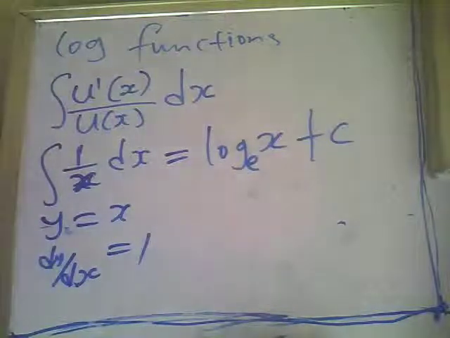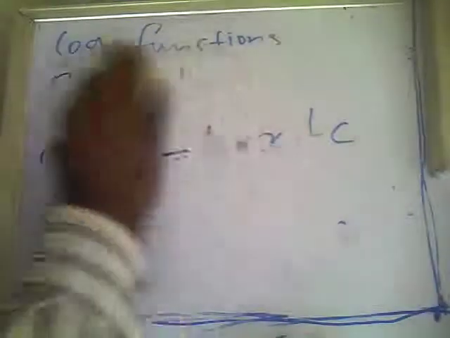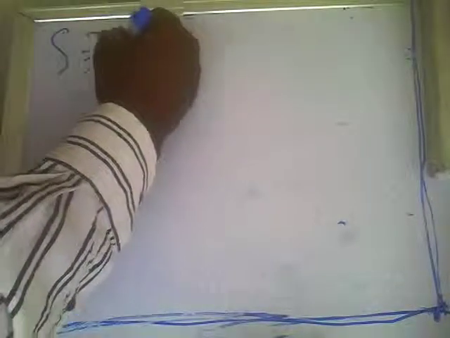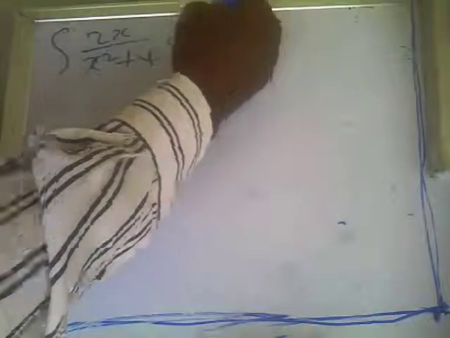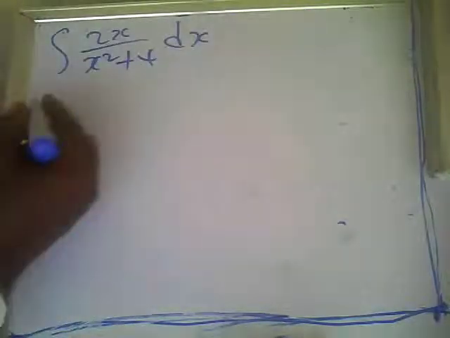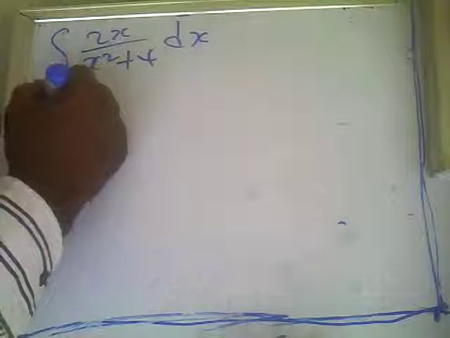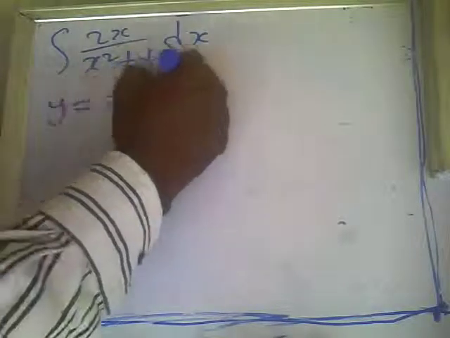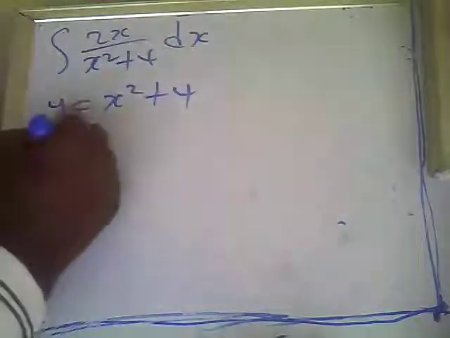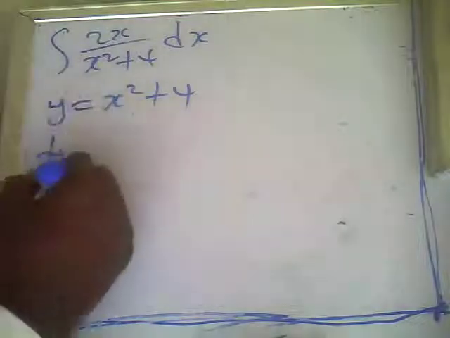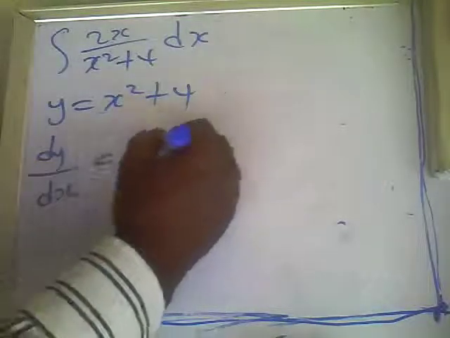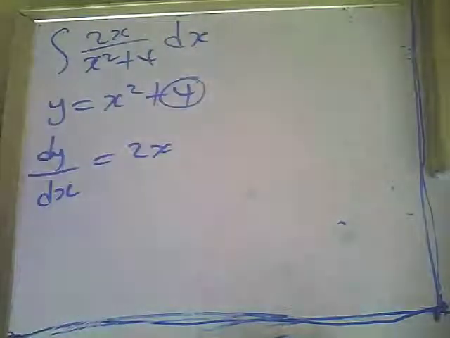Differentiation in integration. Right. Let me give you one or two examples to buttress that. Evaluate the integral of 2x over x squared plus 4 dx. It is obvious here that the denominator is, let's say, y equals x squared plus 4. When you differentiate the denominator, dy/dx is going to be 2x, since the 4 becomes 0. So we have 2x.